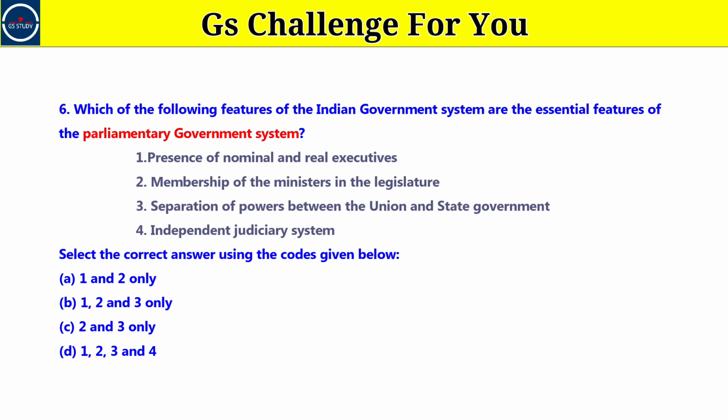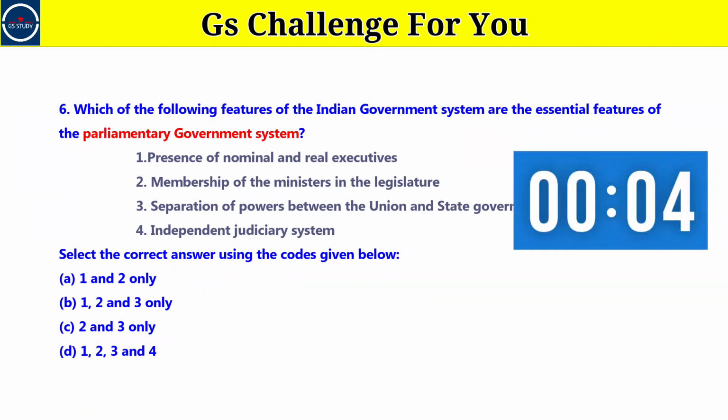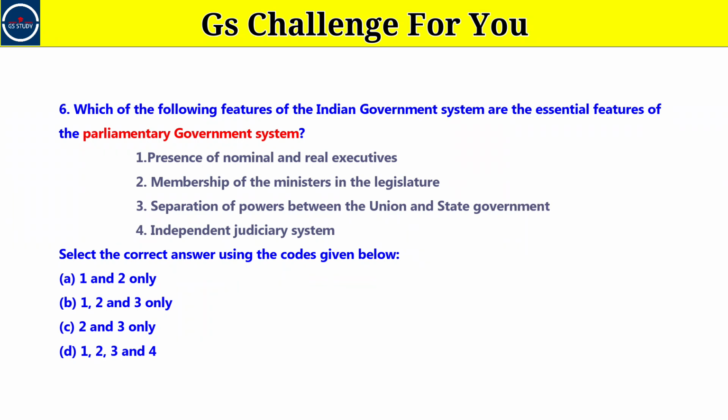A. 1 and 2 only. B. 1, 2 and 3 only. C. 2 and 3 only. D. 1, 2, 3 and 4. Correct answer: 1 and 2 only. 1. Presence of nominal and real executives. 2. Membership of the ministers in the legislature.